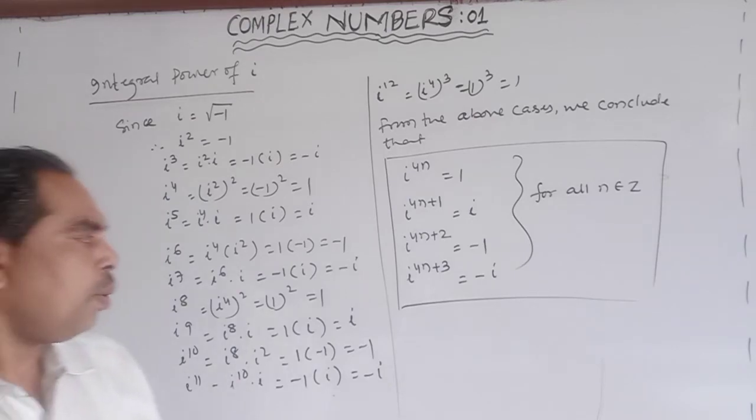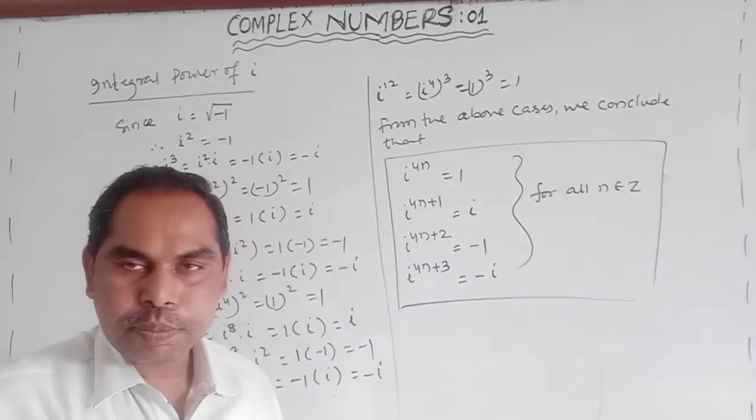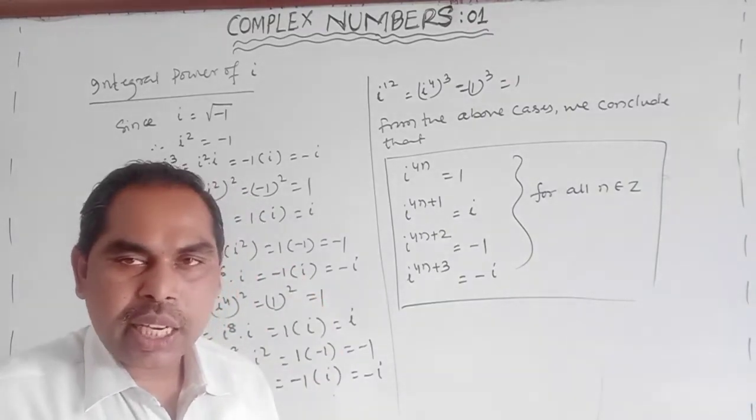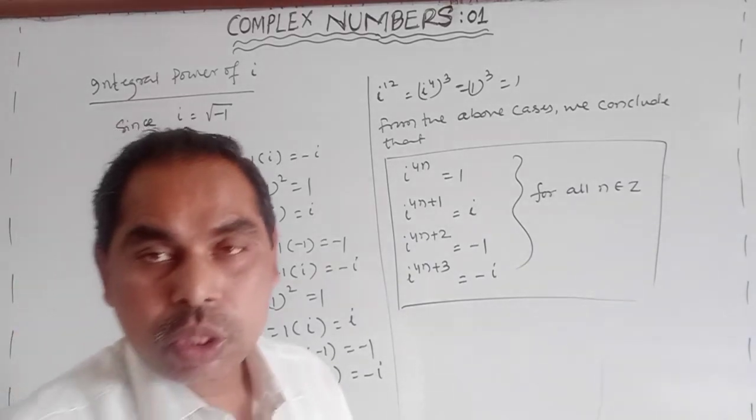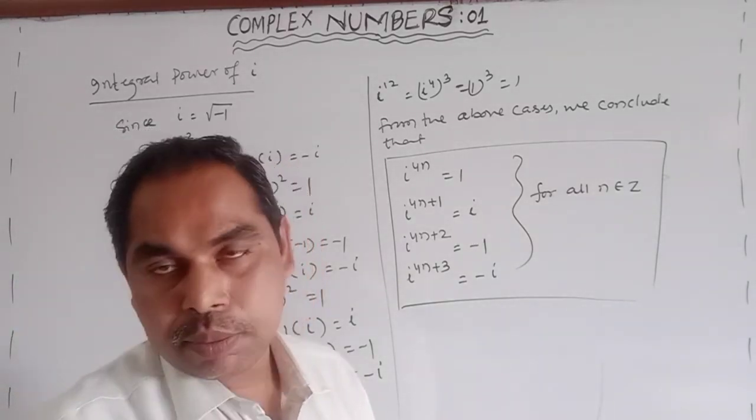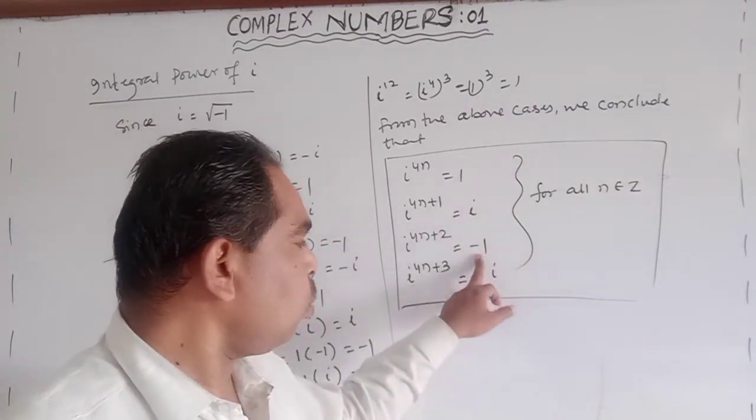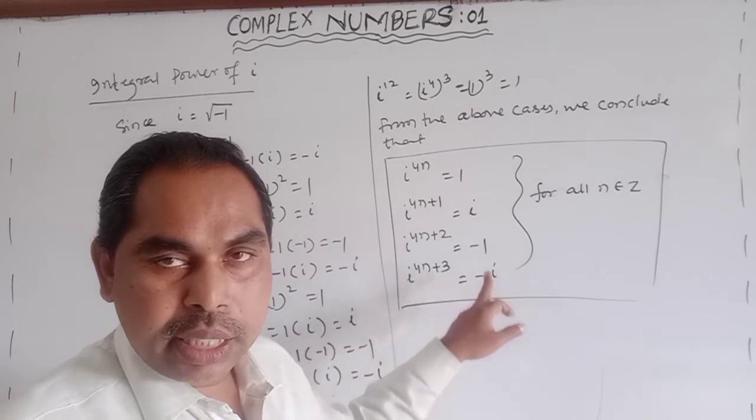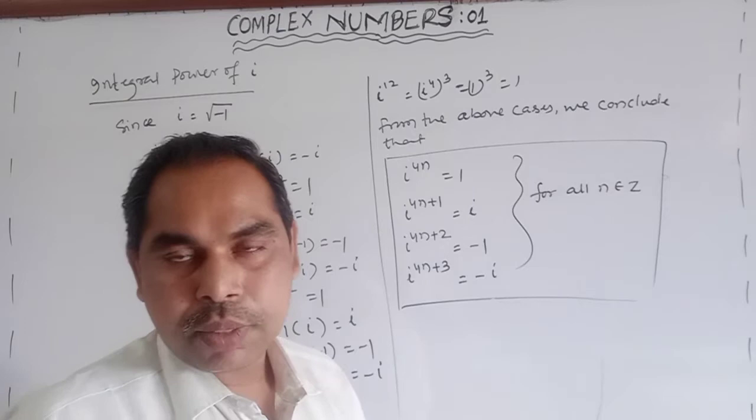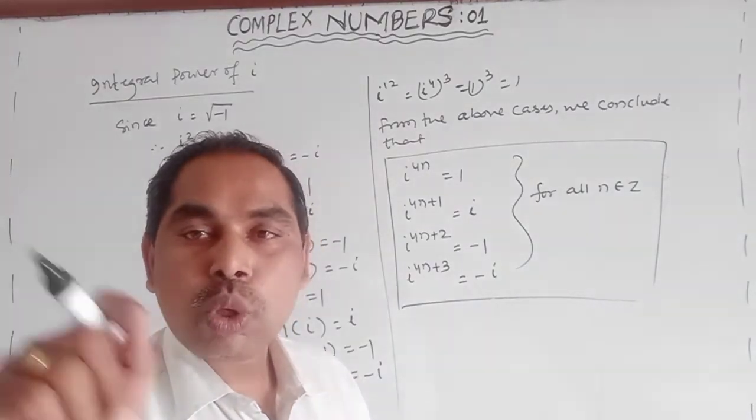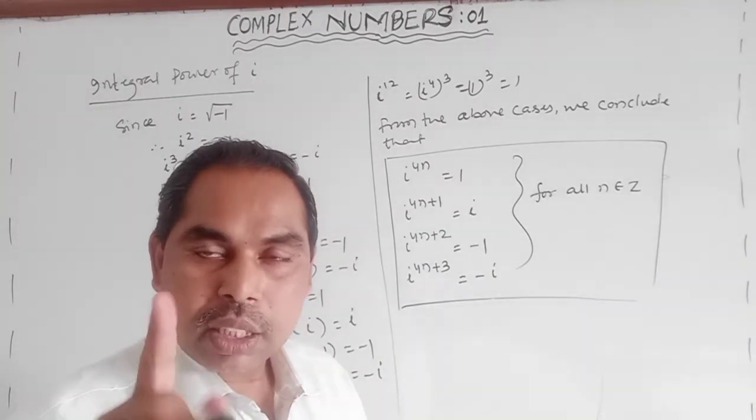Divide the power of i by 4. Power of i is divided by 4. If the remainder is 0, the value is 1. If the remainder is 1, it is i. If the remainder is 2, it is minus 1. If the remainder is 3, it is minus i. When the power of i is divided by 4, if the remainder is 0, the answer will be 1.